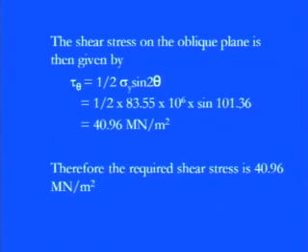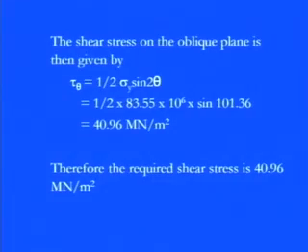So into 10 to the power 6 into sin 2 theta, and theta was 50, if you see the previous slide, 50.68. So if you multiply by 2, then we have this value. So we can simply put sin of 101.36. So we can calculate tau theta, which is equal to 40.96 meganewton per meter square.